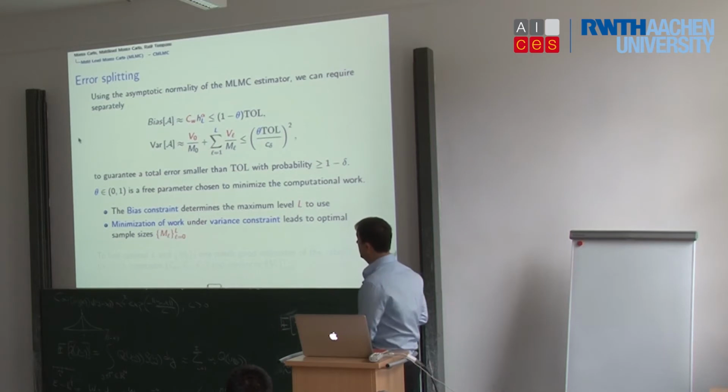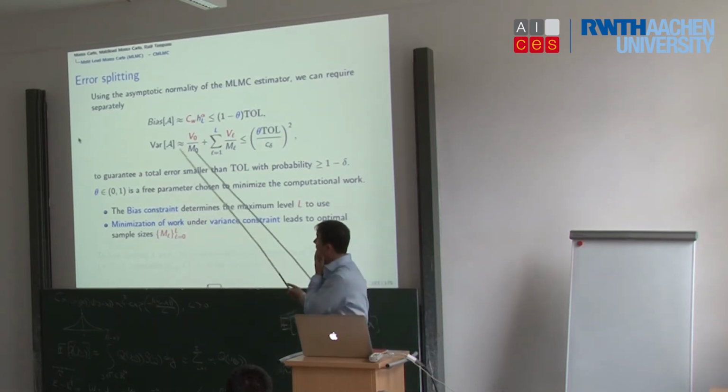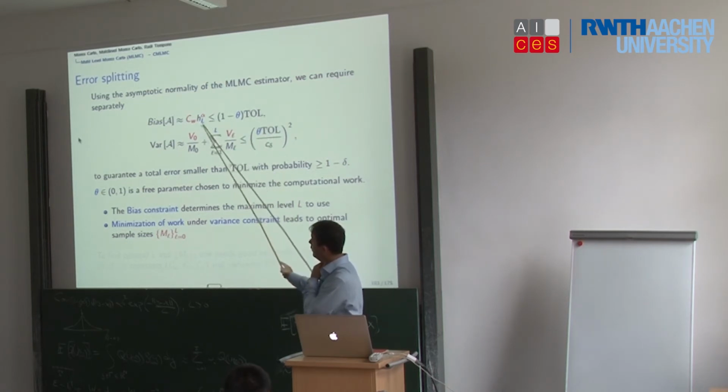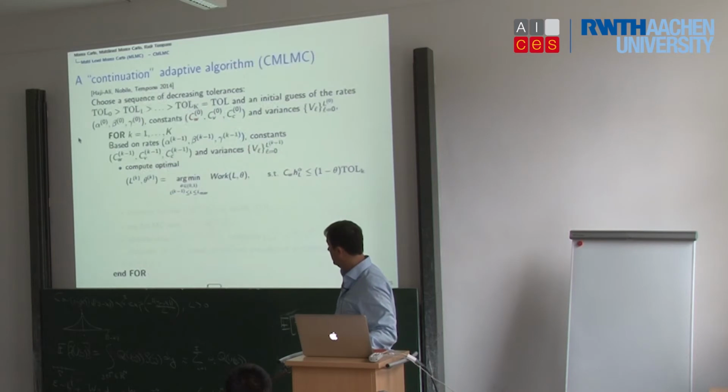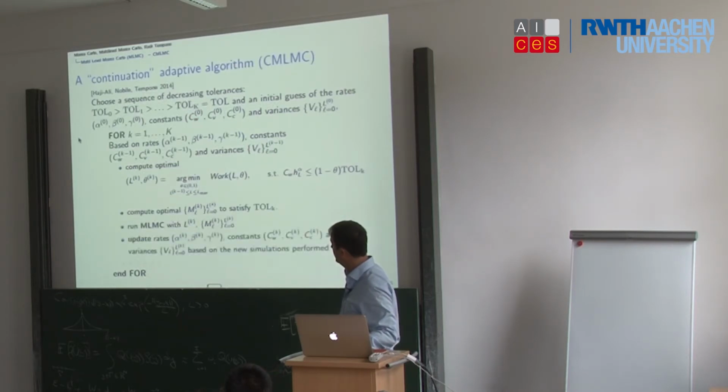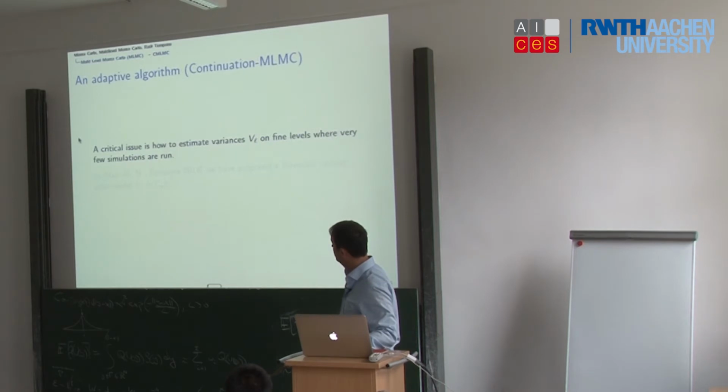Okay, so the level L that I didn't discuss too much before is immediately determined by the bias constraint in terms of the tolerance, as essentially log of tol being proportional to h. That's essentially what you get. And now once L is fixed, you try to optimize the M's and the h's. So this is a continuation, but I wanted just to show you the algorithm.